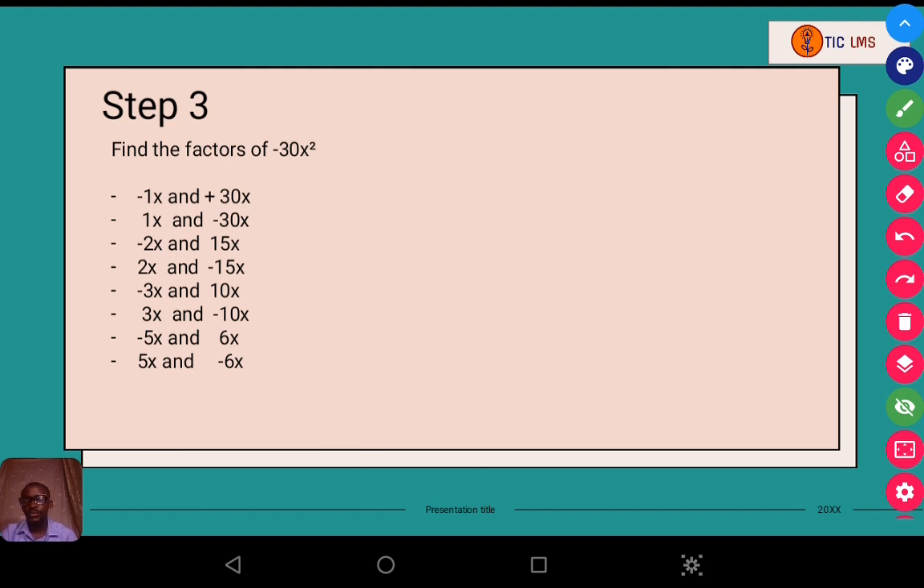Now, as for the variable x, you distribute your x variable across. So meaning that you have x squared, you separate it as x multiplied by x. You put it on the two sides of the factors.